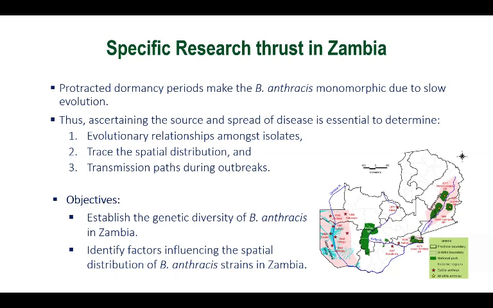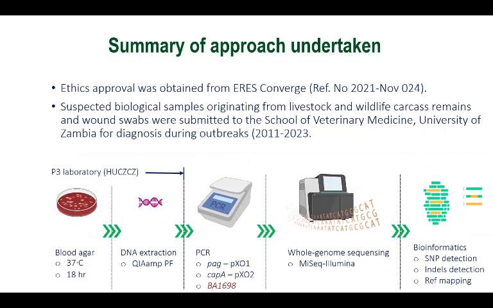So, the other objective, as we are doing these studies, and we are still doing a lot of studies around this, was to establish the genetic diversity of this Bacillus anthracis, and also to determine factors which influence the distribution. In terms of laboratory undertaking, we've had a lot of studies. One of the studies was that we had to undertake ethical approval from the National Ethical Board.